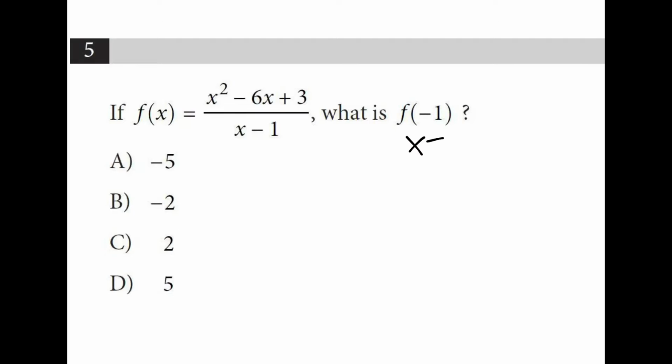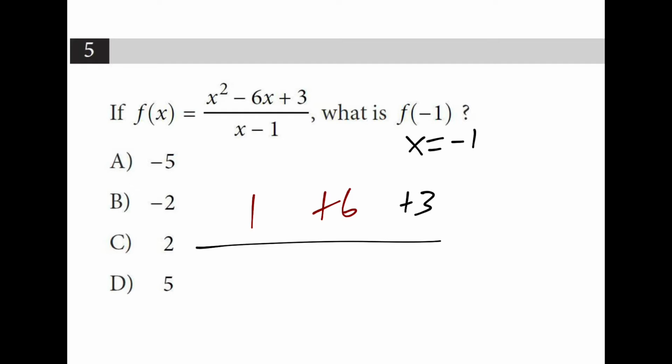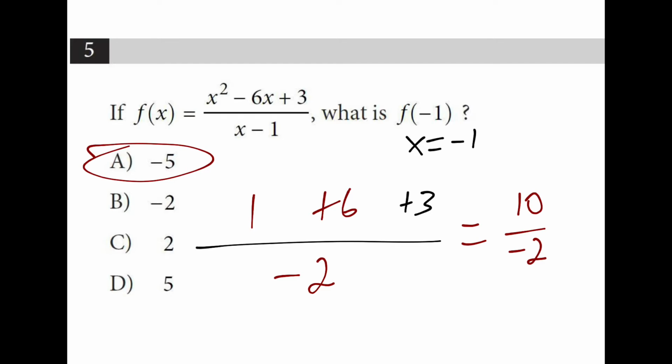Here we just plug in that x is equal to negative 1 for every instance of x. So that'll look like this. Negative 1 squared we can replace with just a positive 1. Negative 6 times negative 1 we can replace with a plus 6. And down here in the bottom, negative 1 minus 1 we can replace with a negative 2. Once we combine like terms, we end up with 10 divided by negative 2, and that gives us negative 5.